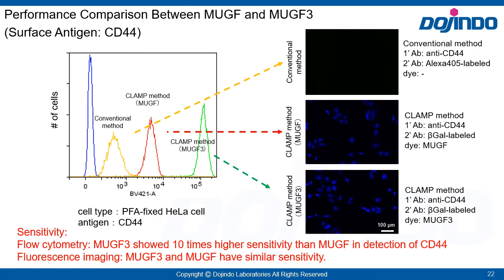As can be seen, Mugf clamp, despite being unsuited for flow cytometry, still produces fluorescence intensity about 10 times higher than the conventional method. This reflects its very high sensitivity. Mugf3, which was actually designed for FCM measurement, is 10 times even more sensitive than Mugf. We also have fluorescence images on the right showing that Mugf3 is not only highly sensitive when used for flow cytometry, but also highly sensitive when used for fluorescence imaging.